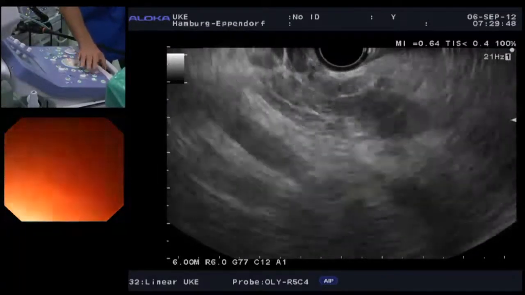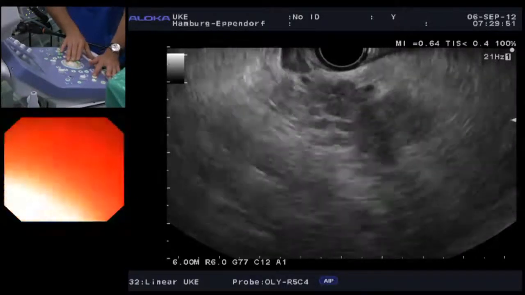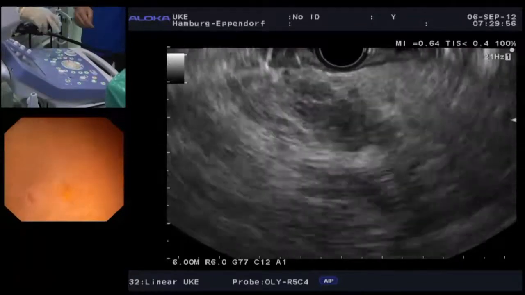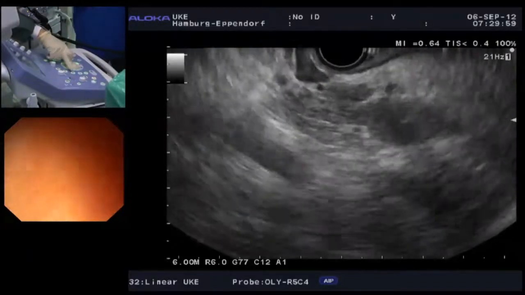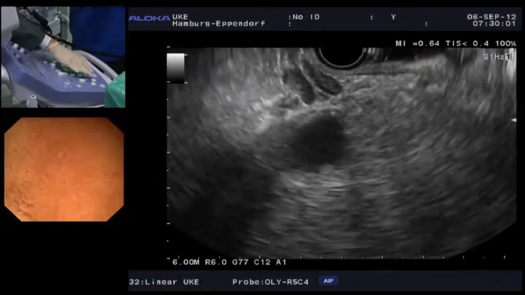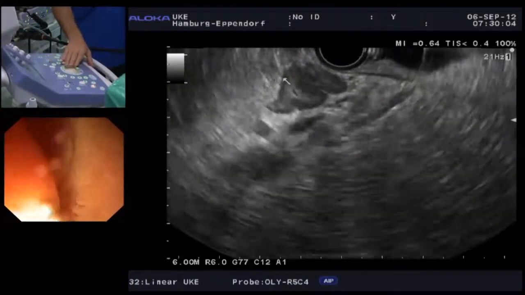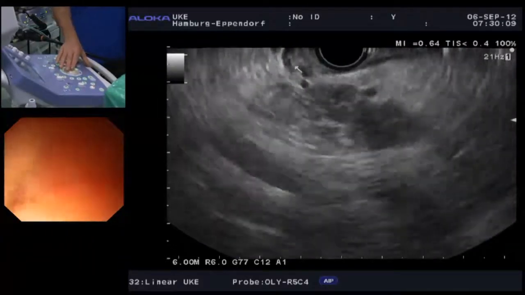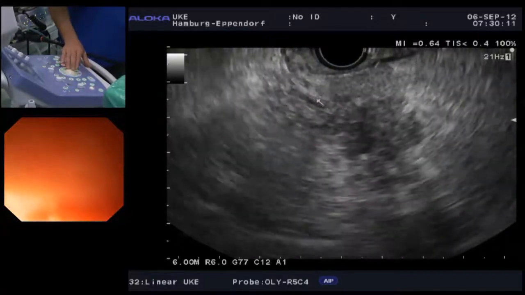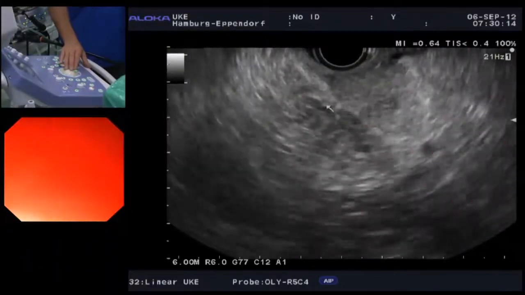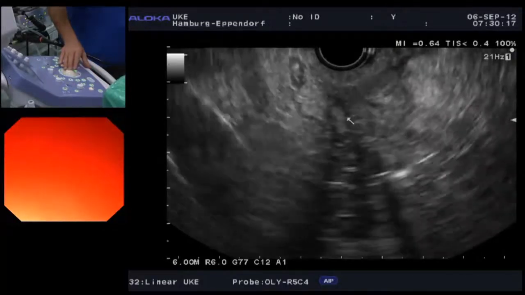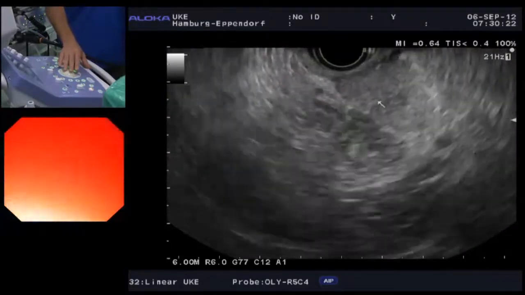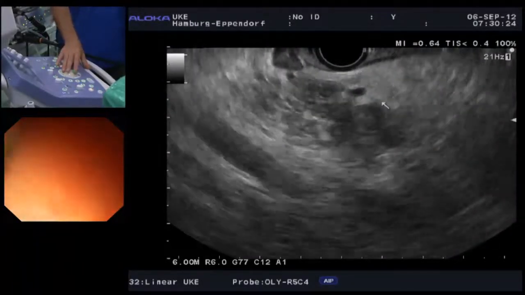So here's the pancreas, the head of the pancreas here. And again, it's lobular, and she's probably a little bit unusual for her age. Here's some lymph nodes around the bile duct here, and around the pancreas. That's probably bile duct right here. And we follow that down to the duodenal wall here. So it's sort of a lobular head of the pancreas.